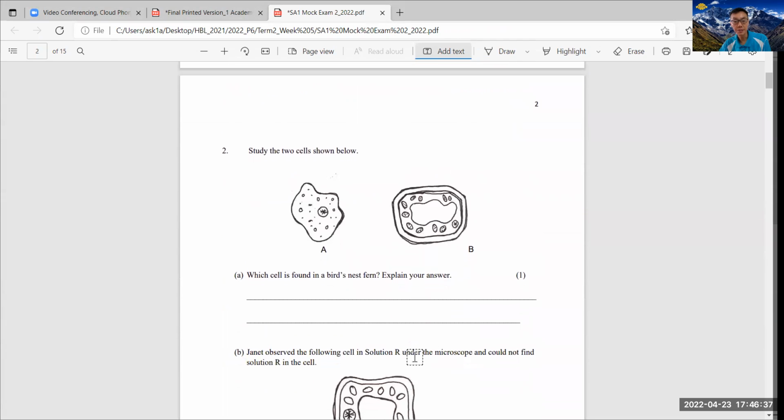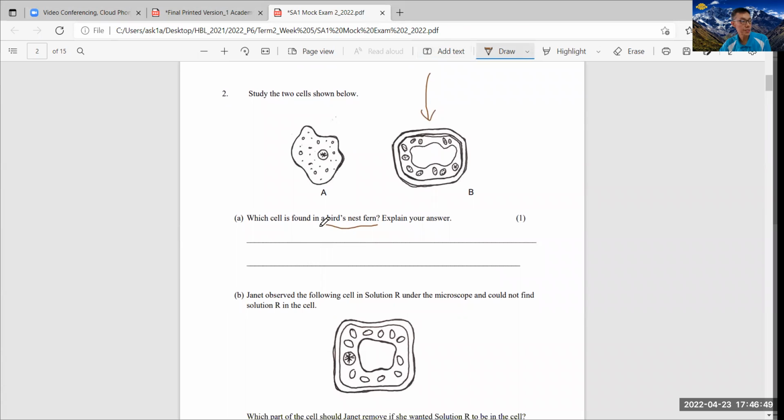Okay, next question. Which cell is found in bird nest fern? So as you know, bird nest fern is a plant. So you should select a plant cell. Okay, so B. So you should say that bird nest fern is a plant and cell B is a plant cell as cell wall is present. Because as you know, cell wall is only present in plant cell.